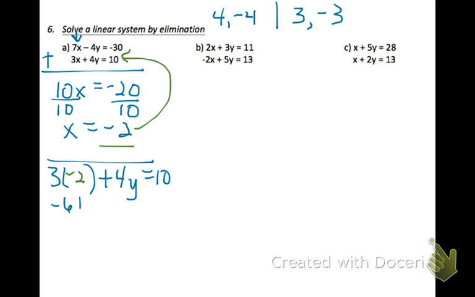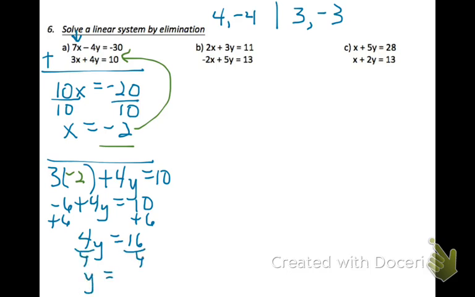So -6 plus 4y equals 10. Add your 6 to both sides. 4y equals 16. Divide both sides by 4. So y equals 4. Then just up by my system, I'm going to write my solution, -2, 4, as an ordered pair.